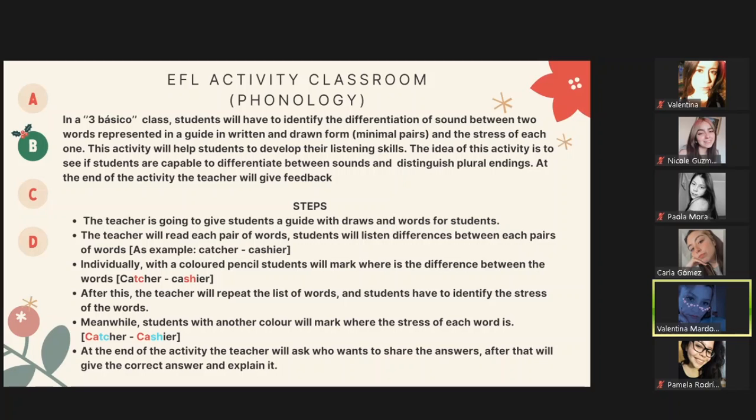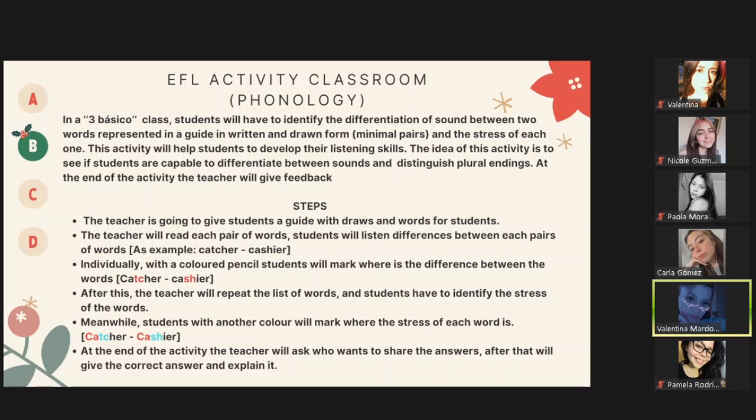The steps are: the teacher is going to give the students a guide with drawings and words. The teacher will read each pair of words. Students will listen for differences between each pair of words, for example, catcher and catcher. Individually, with a color pencil, students will mark where the difference between the words is. After this, the teacher will repeat the list of words and students have to identify the stress of the words. Meanwhile, students with another color will mark the stress of each word.